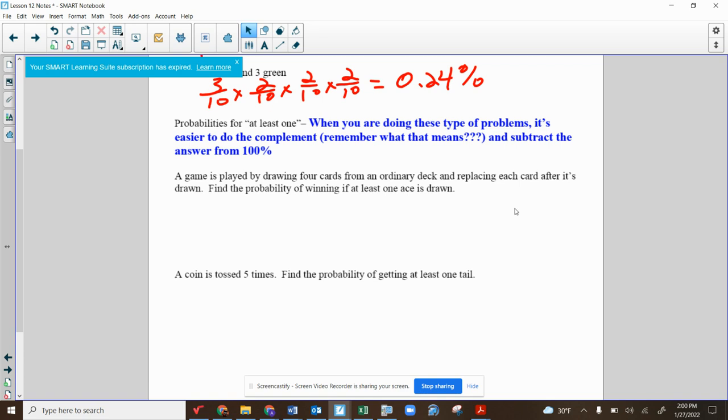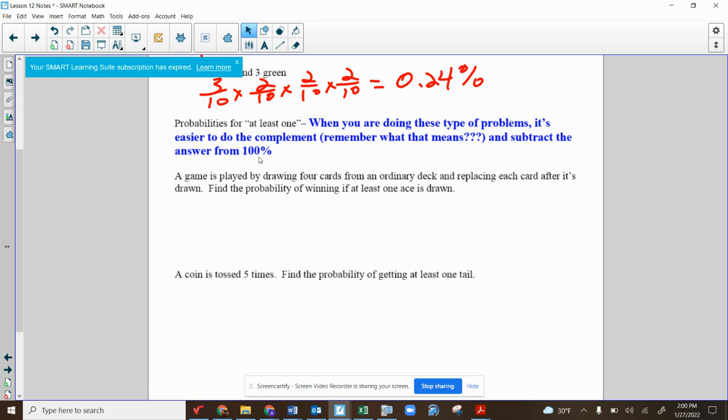All right, and the last thing you're going to have in here is probabilities for at least one. So when you're doing at least one problems, it's easier to do the complement, which we talked about a couple of sections ago, and then subtract the answer from 100%. So remember, the complement is the opposite. So if you have a 40% chance of doing this, you have a 60% chance of not doing it.